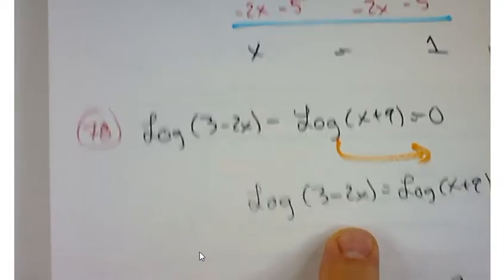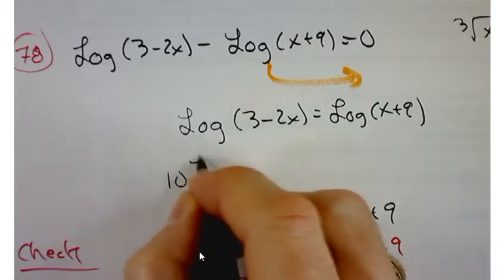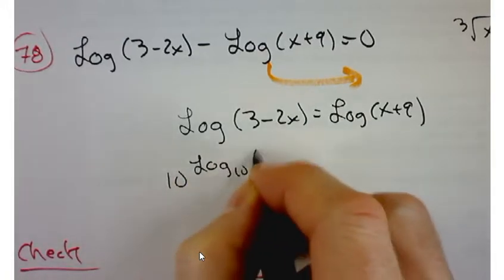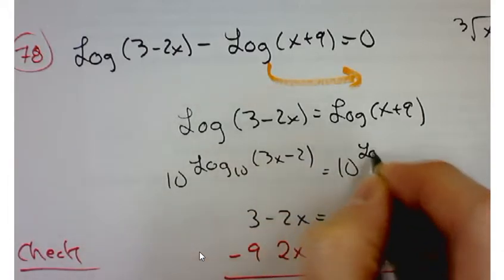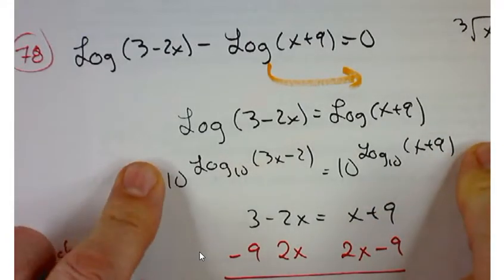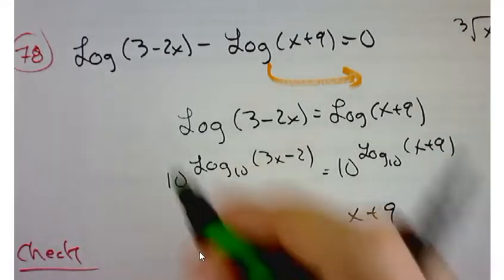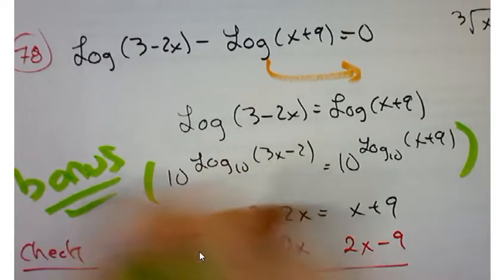So, the same thing is true in here. You would be doing 10 to the log base 10 of 3x minus 2 equals 10 to the log base 10 of x plus 9. So that's that missing step. If you put that in, that's a bonus. That's nice.